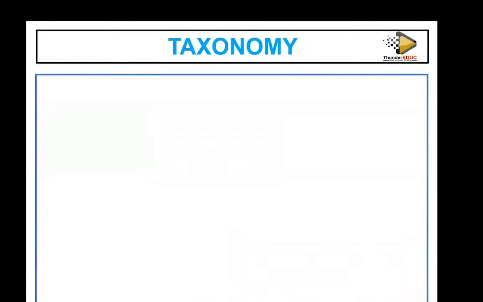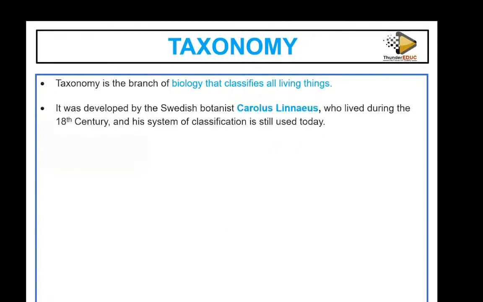So let's look at the taxonomy. How do we classify them? We said that taxonomy basically is a branch of biology that classifies all living organisms. Who discovered this taxonomy in the 18th century? The first person to bring the taxonomy is Linnaeus. This Swedish botanist discovered this system of classification. Up to now, we are using his system. I'm going to ask you, which system is that?